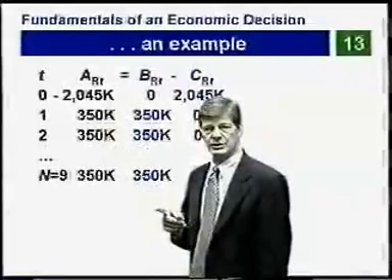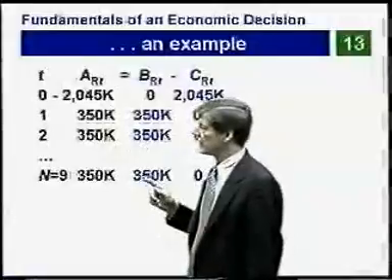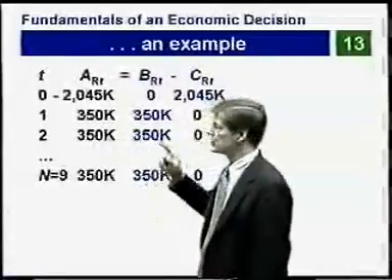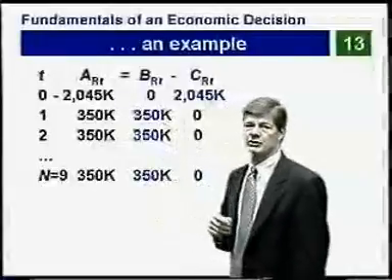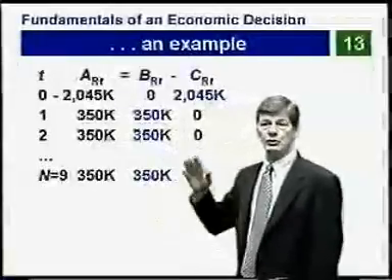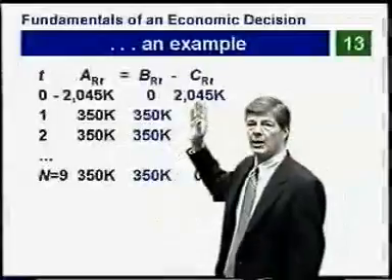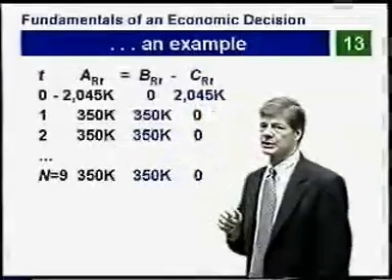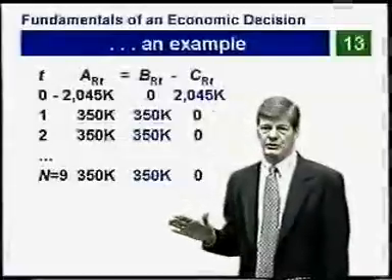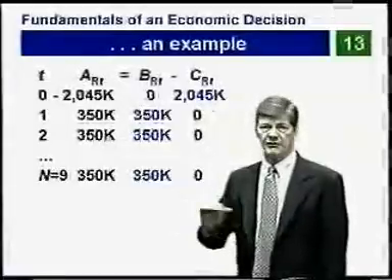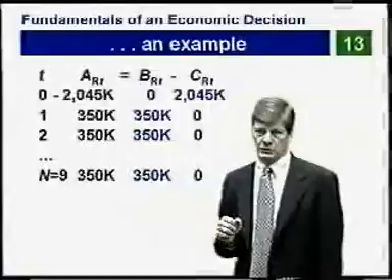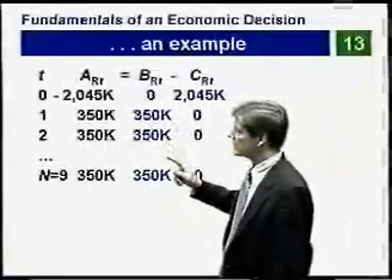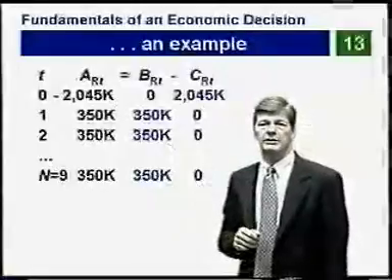Specifically, my choice is this. If I choose to install those robots, then I choose and prefer to have the benefit stream, meaning I prefer to give up the opportunity to have $2,045,000 today to spend on something else besides the robots. I give that up because that will be invested in the robots, to have $350,000 each year for the next 9 years.